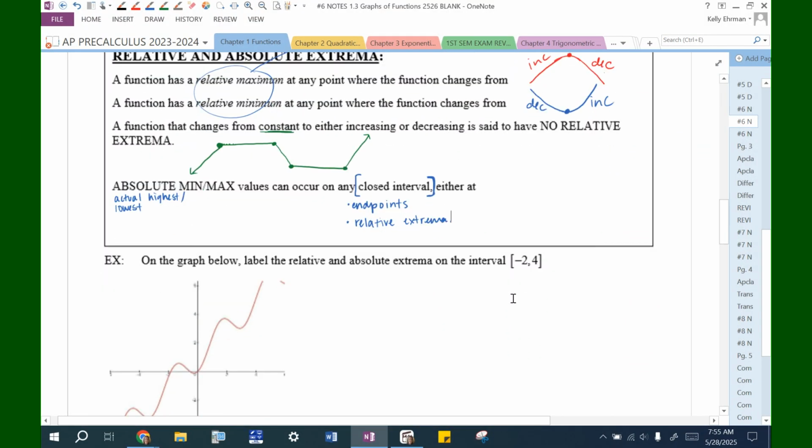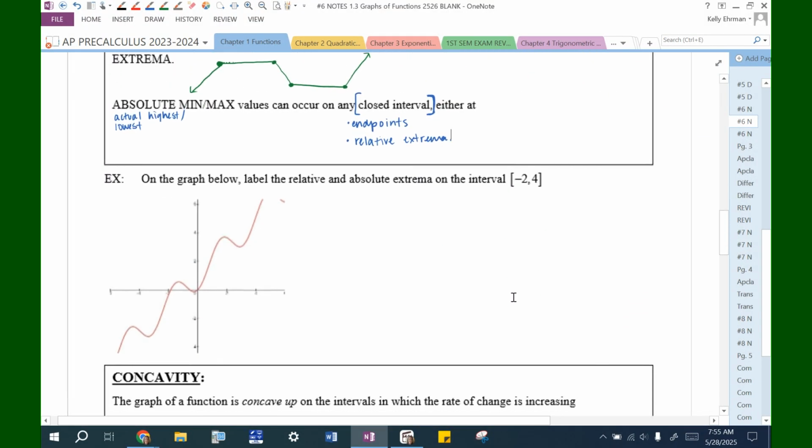All right, so on the graph below, label the relative and absolute extrema on the interval -2 to 4. So pay attention to the graph because you're given more than just -2 to 4. So here's -2. I'm just going to kind of mark off on the graph where that is. And 4 is about here. So we're only looking at this section of the graph. And because that's a closed interval, and this is a continuous function, there has to be an absolute max and an absolute min. So let's start there. Let's start with the absolute min.